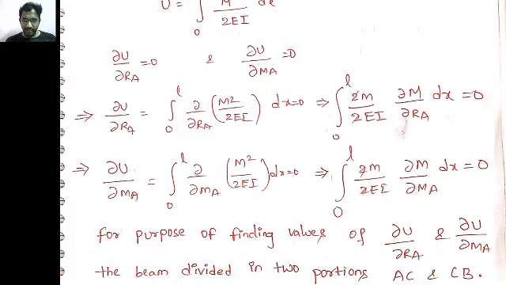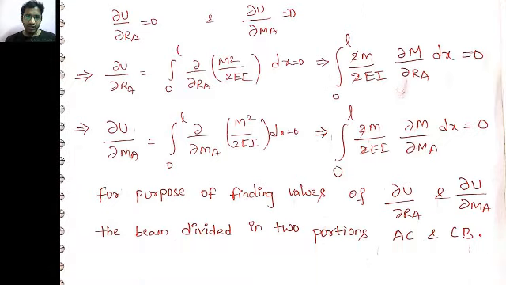One is M, where M stands for moment, and ∂M/∂Ra stands for moment with respect to Ra. We have to derive that one, and also ∂M/∂Ma, moment with respect to Ma. We have to calculate these two operations.